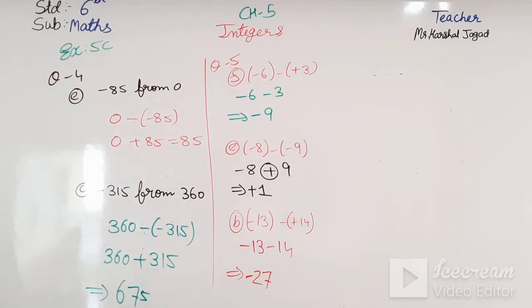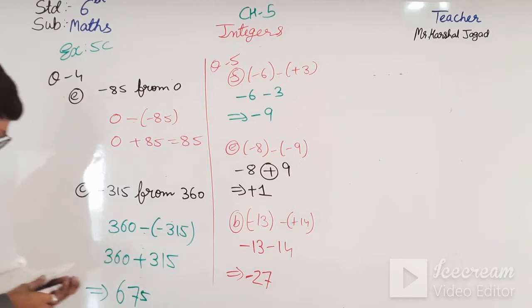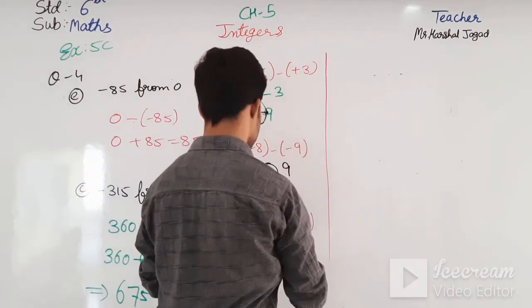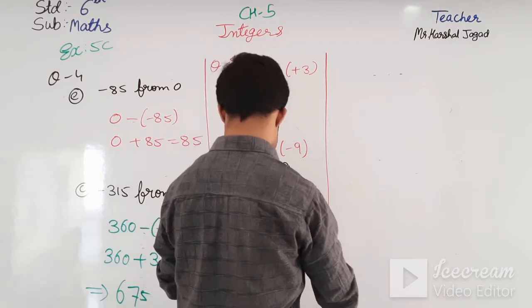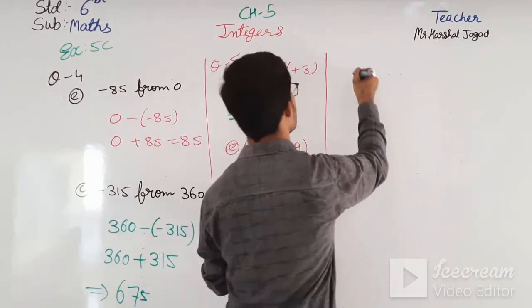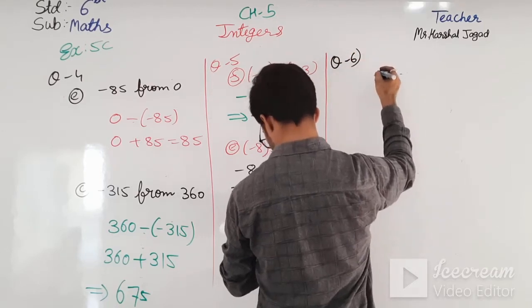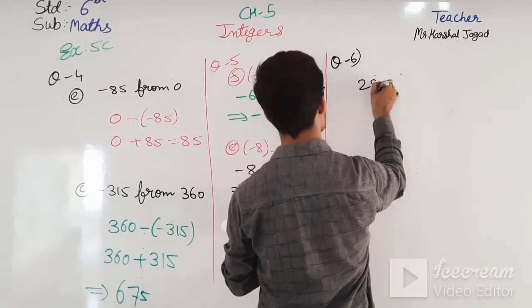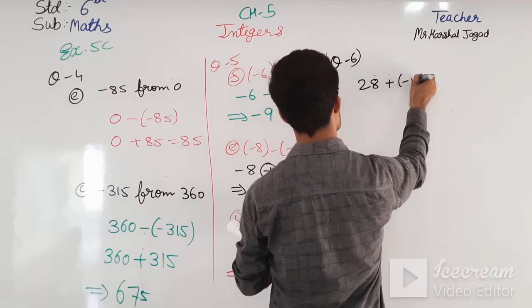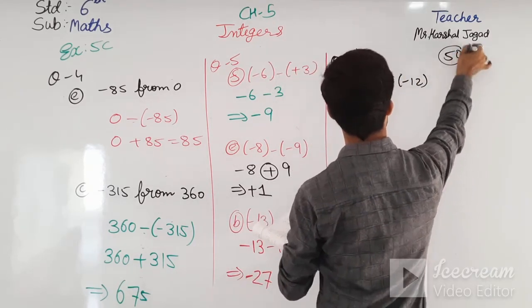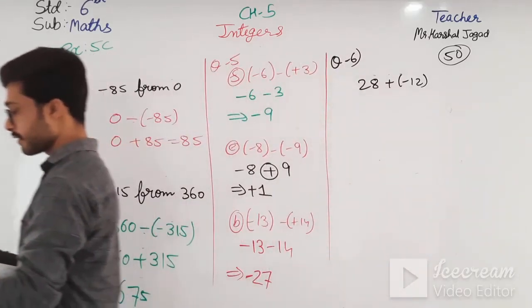And here is question number 6. Subtract the sum of 28 and minus 12 from 50. First of all, what you have to do, subtract the sum of 28 plus minus 12, and then after we have to subtract from 50. Okay, so let us do that.